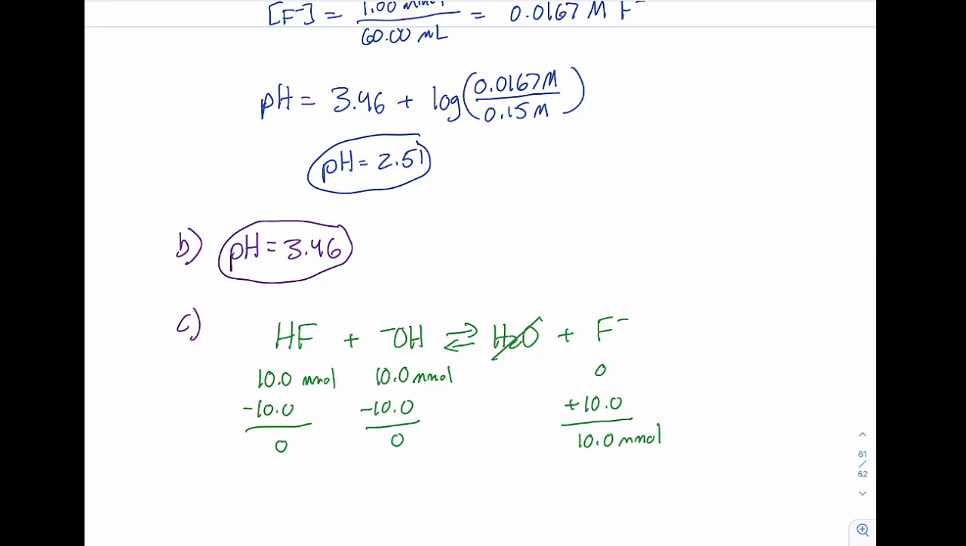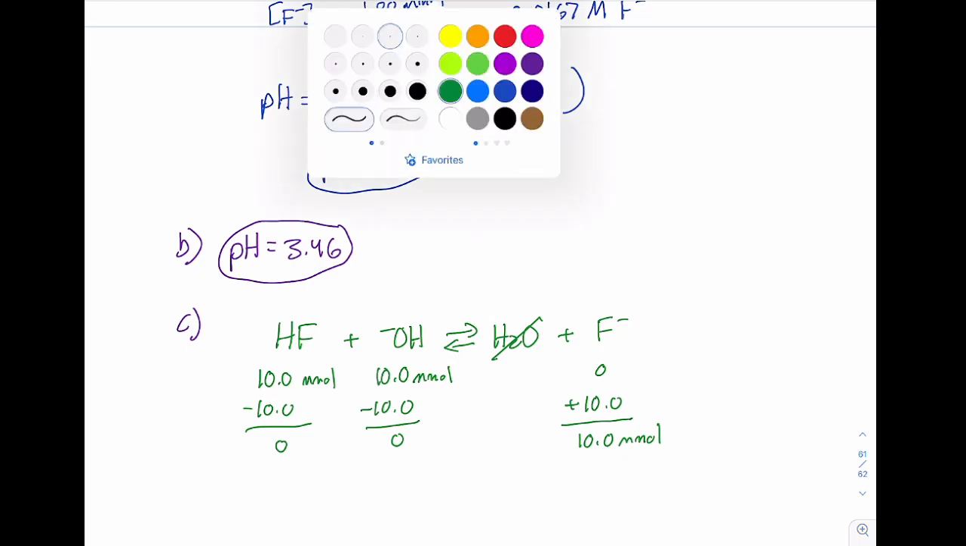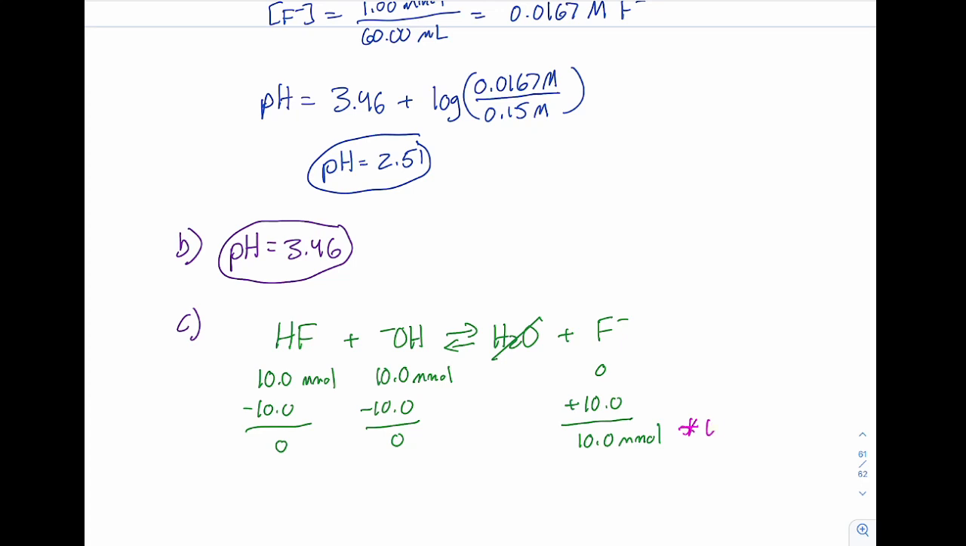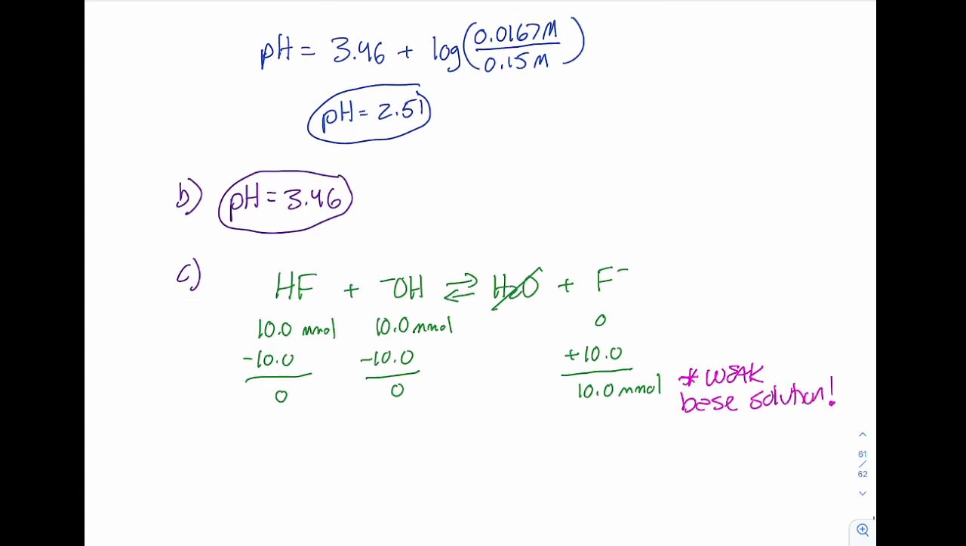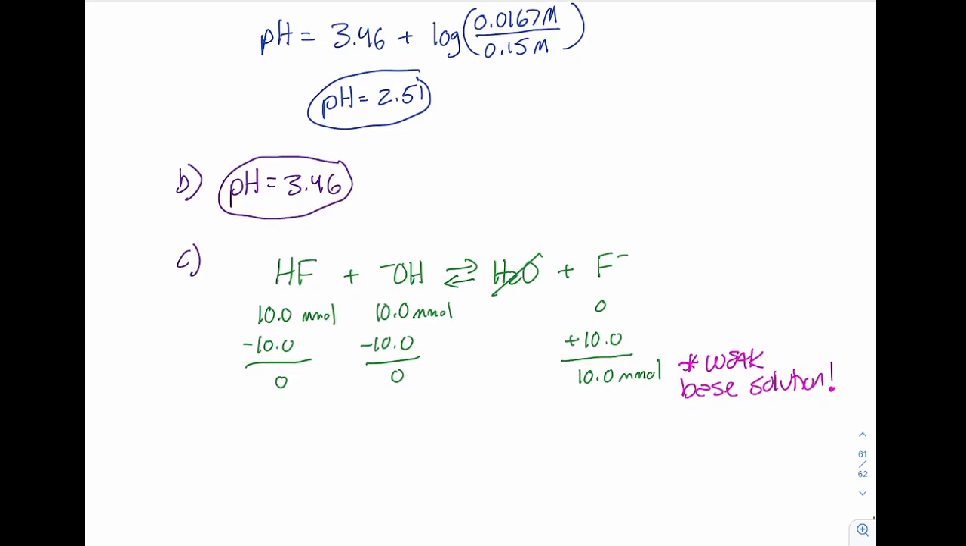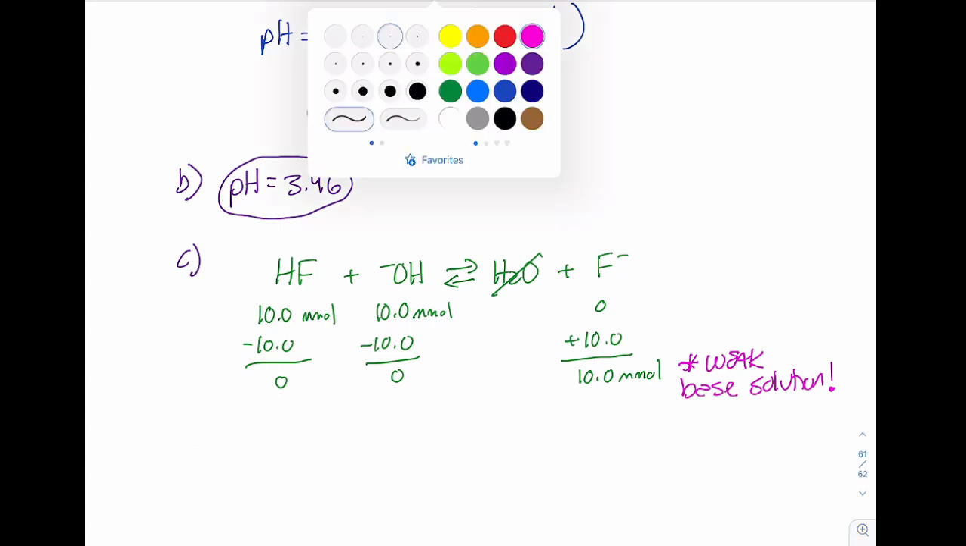And the anion of the salt from a weak acid, strong base neutralization reaction is basic. So what I have here is a weak base solution. So at the equivalence point of a weak acid, strong base titration problem, it will always be a weak base solution, right? My salt from that neutralization reaction is basic. We do need to convert that to concentration.